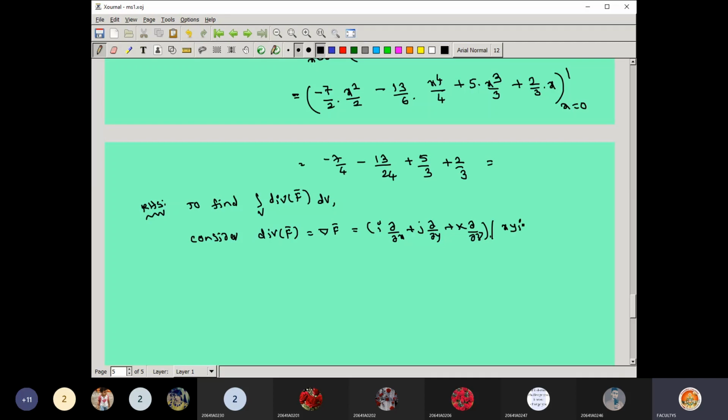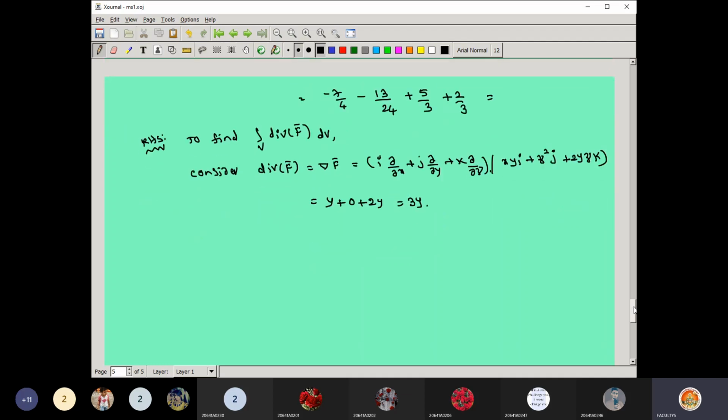It is xy i plus z² j plus 2yz k. So after simplification, dou x of that value is y, dou y of that value is 0, and dou z of that value is 2y. So finally you are getting 3y. This is the divergence of f bar value. Once it has come, now we have to do the integration directly.